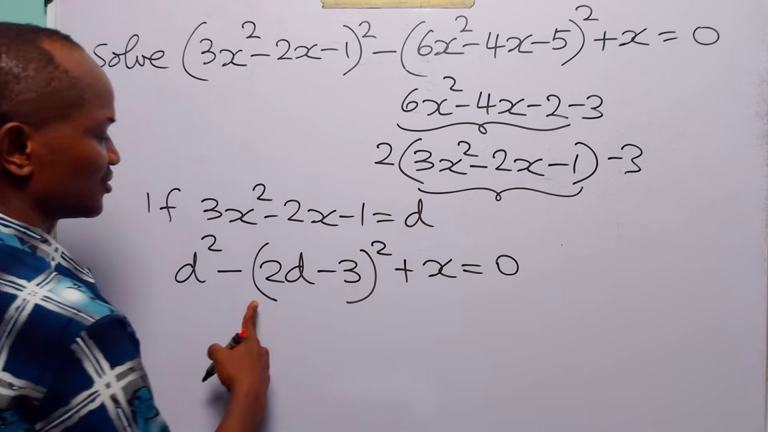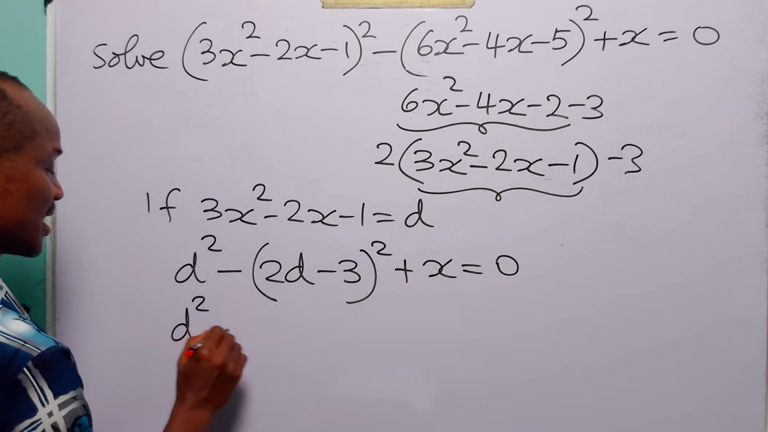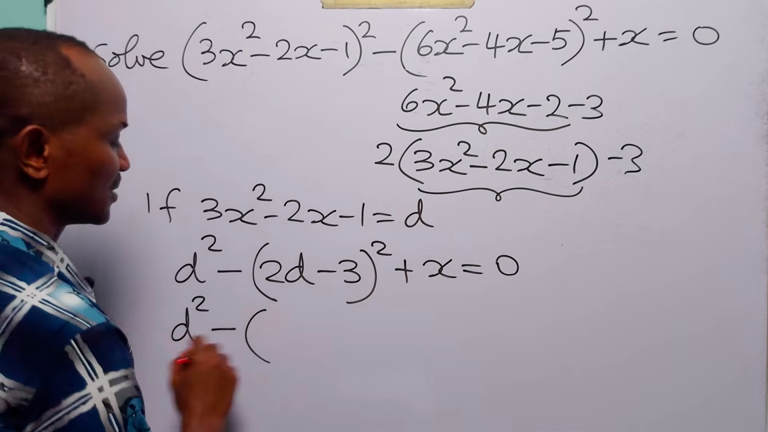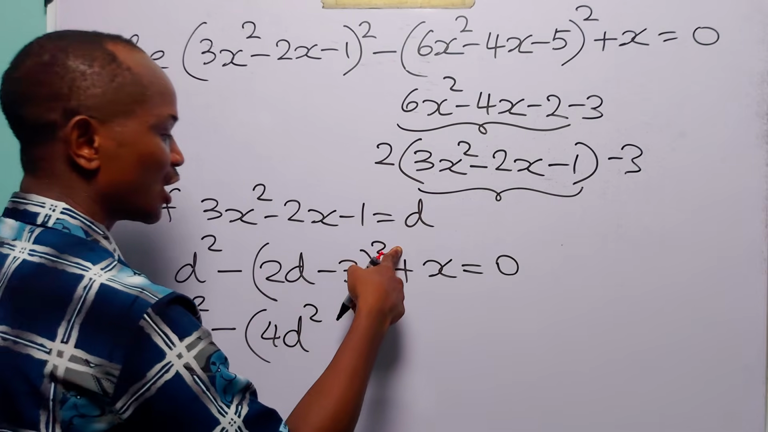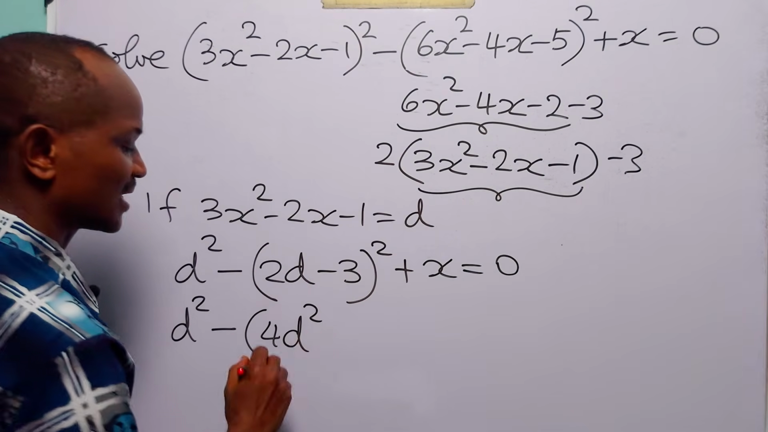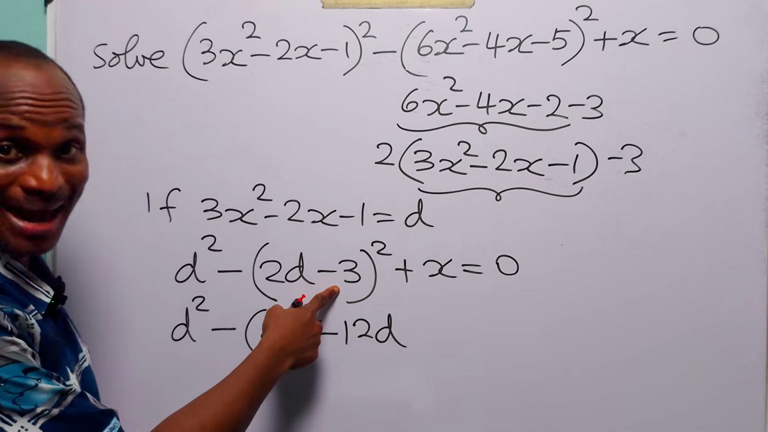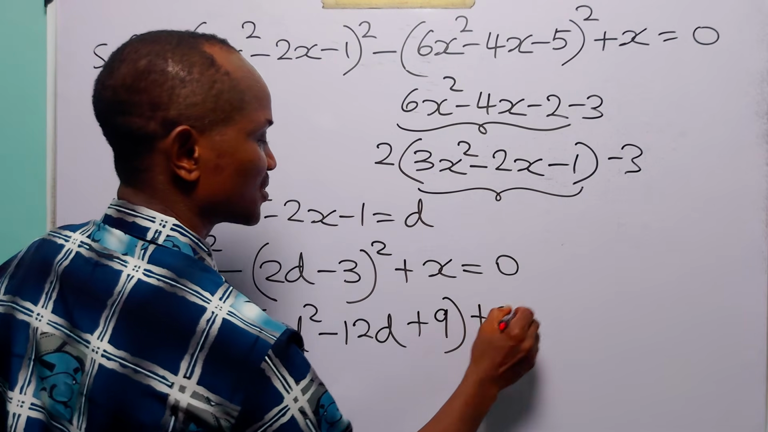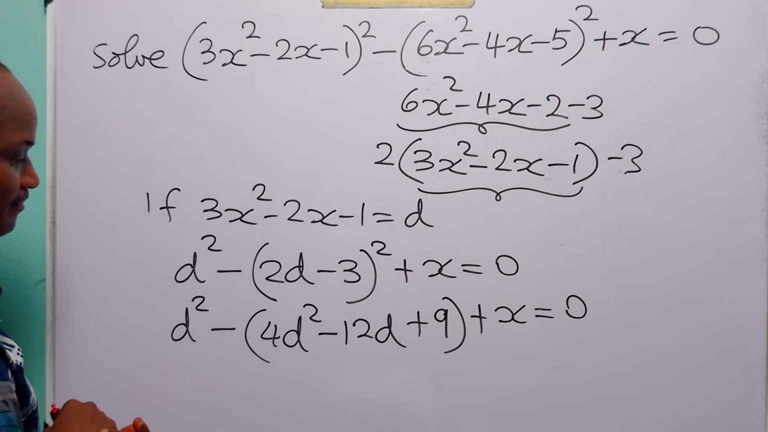Now, the next thing we are going to do is that we will expand this. We have d squared minus 2d raised to power 2 is 4d squared. Then we have 2 times 2d times minus 3. That is going to give us minus 12d. Then we have minus 3 squared, which is plus 9. Then plus x, and everything is equal to 0.